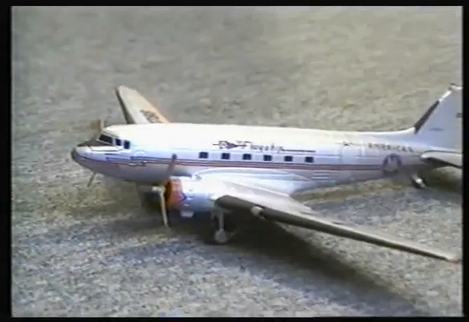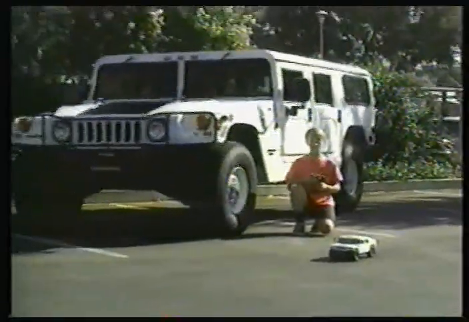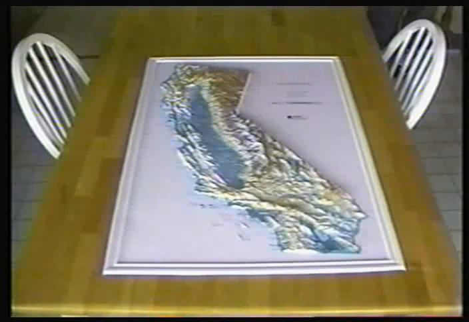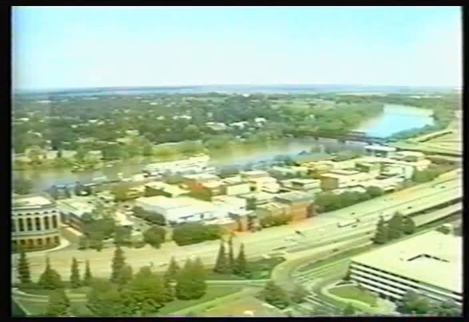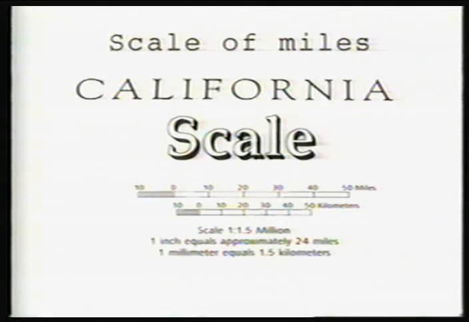Have you ever built a model of an airplane or a car? The real car is probably 50 or even 100 times bigger than the model you built. The same is true of maps. Look at this map of the state of California. It is small enough to fit on this table. But we know that the real state of California covers hundreds of miles. The scale on the map tells us how much bigger the actual object is than the map.